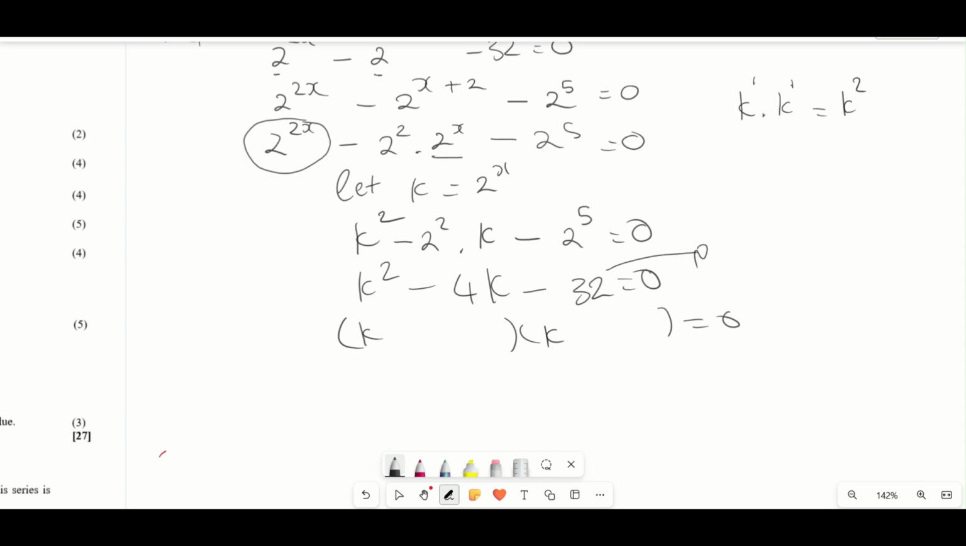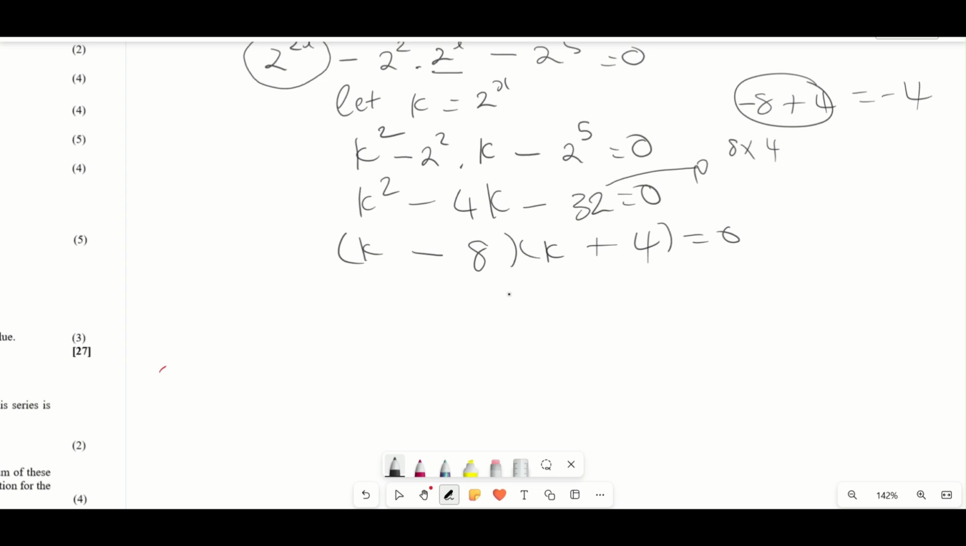What are the factors of 32? You have 8 times 4. You can see that 8 and 4 will produce a negative 4 here, so I can put an 8 and a 4 here. Since I have a negative, I need a negative 8 plus a 4 so that I can get a negative 4. So I notice that k is equal to 8, or k is negative 4.